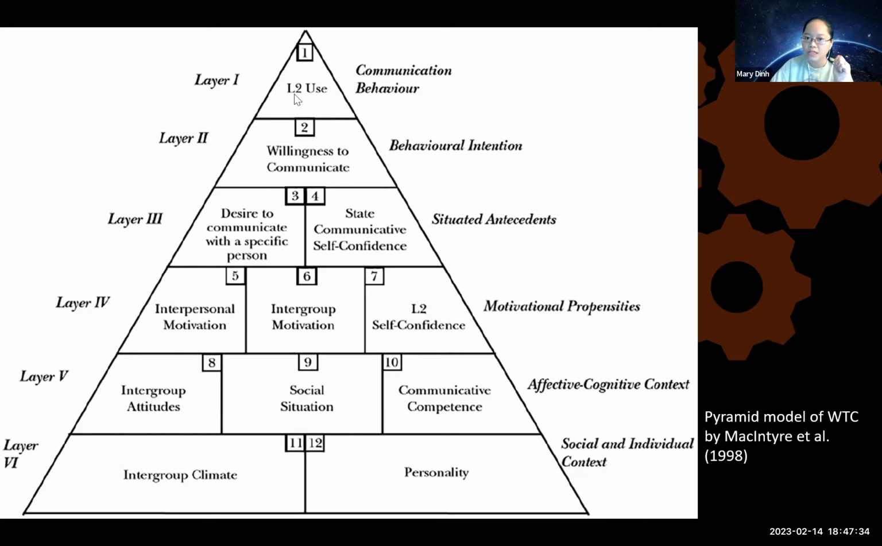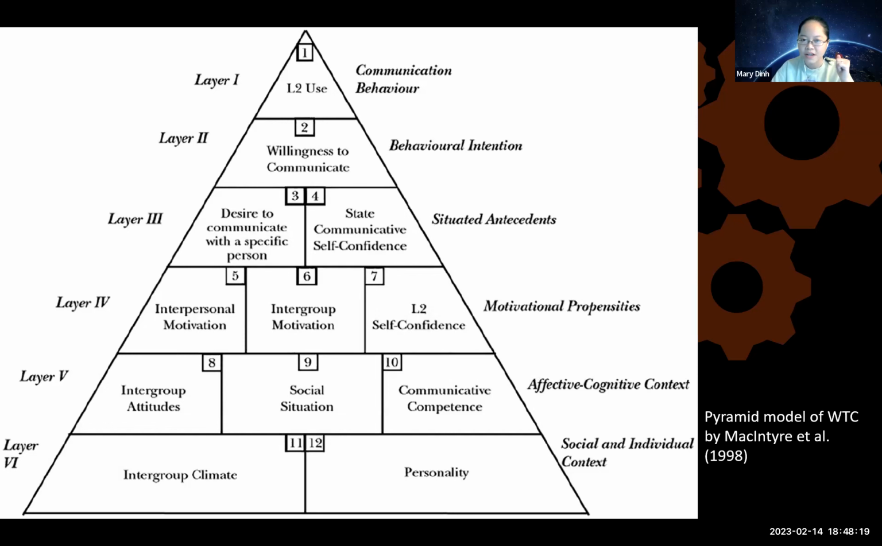On layer one, you can see there is only one factor, second language use. But for example, layer three is situated antecedents. It will include a person's desire to communicate with a specific person, and also that person's own self-confidence to communicate. So these make up the whole pyramid. It means we don't have just one reason when it comes to whether we're willing or not willing to speak, but usually it's a combination of individual factors that make up the layers here.